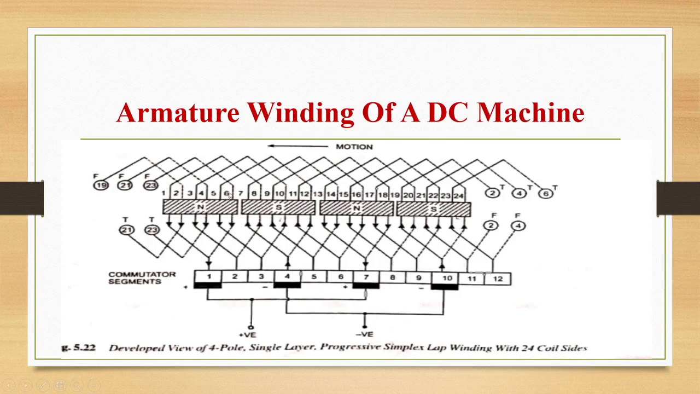Then place each coil under each one pole, 8 coils under one pole. Then do the front and back connections. Then at last connect it to the brushes, and then it will be given to the positive and negative ends of the supply.